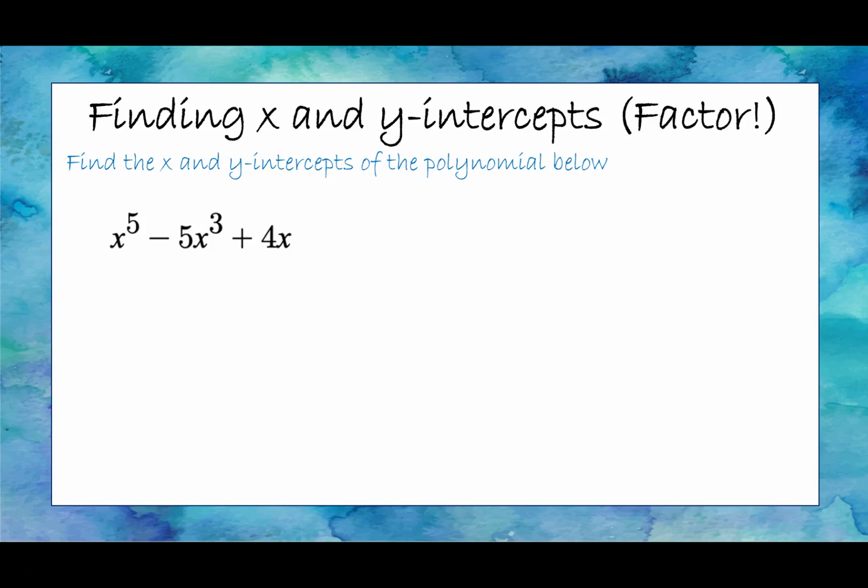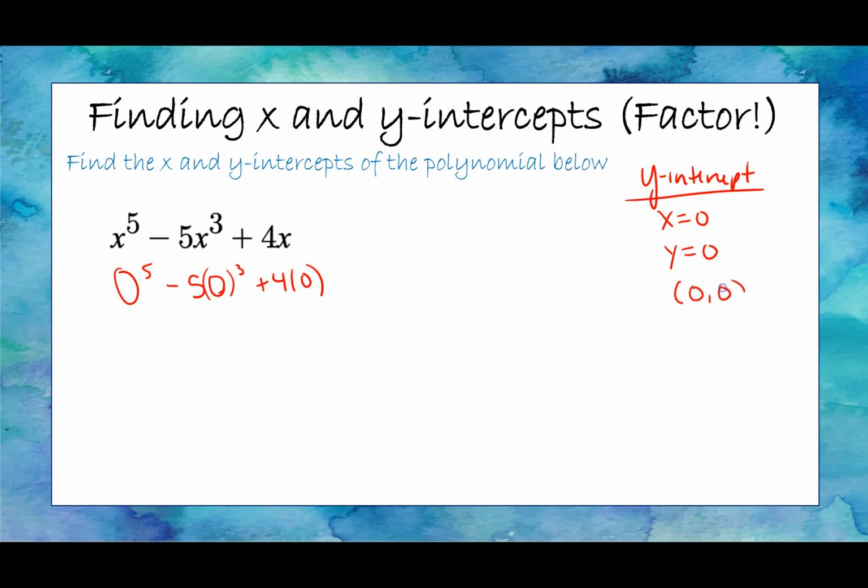So first thing I like to do is find my y-intercept, and the reason is it is much easier. As a reminder, for the y-intercept, that is when your x is equal to 0. So plugging that in, I get 0 to the 5th minus 5 times 0 cubed plus 4 times 0. That gives me 0 minus 0 plus 0 is 0. So my coordinate for the y-intercept is (0, 0).